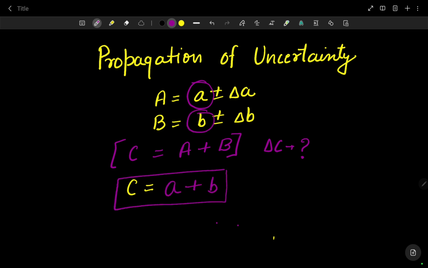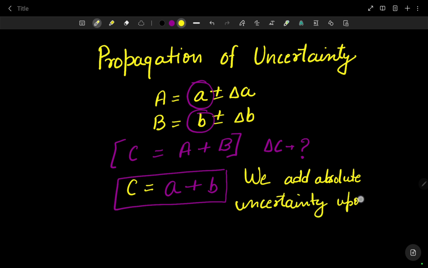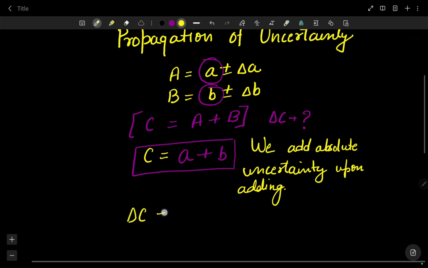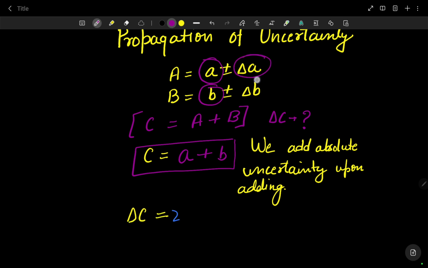But what about delta C? How do we find out the absolute uncertainty in addition? Okay, so the rule says that we add absolute uncertainty upon adding. So if I'm adding two physical quantities, their sum will have an uncertainty equal to the sum of the uncertainties of both of them. For example, here if I want to find delta C, delta C will be nothing but delta A plus delta B. So delta C will be equal to delta A plus delta B.